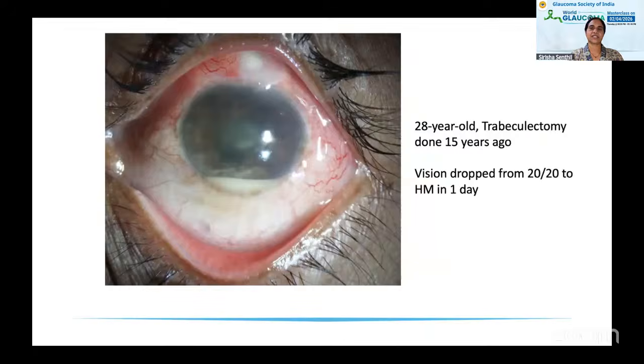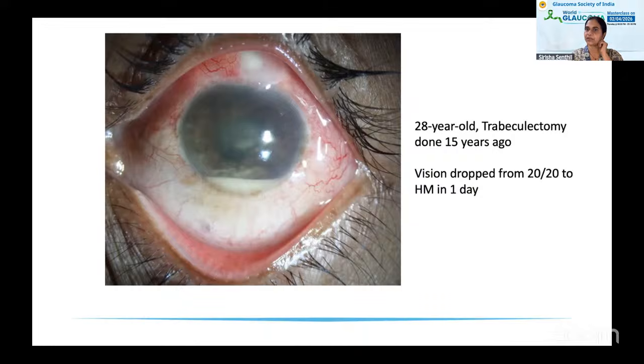So this is a young gentleman who used to live in the US. When he relocated to India, he came for an eye checkup. The checkup was done, everything was fine. This was just, let's say, a preventive checkup that he had come for. And just a day after his checkup, he presented to the emergency with this kind of a picture.